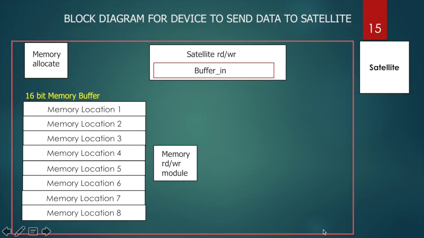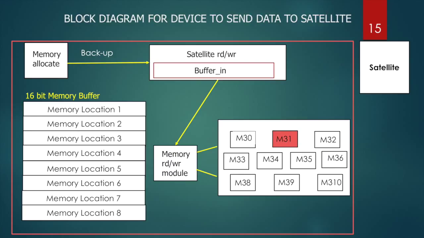The slide shows the block diagram for device to send data to satellite. So when all the memory units in the hub are full, the memory allocate module sends a backup command to the satellite read write module. Then the satellite read write module sends a 16-bit command to the memory read write module. The memory read write module, after receiving the command, instantiates the memory from where data needs to be sent to the satellite, say M31 as an example.